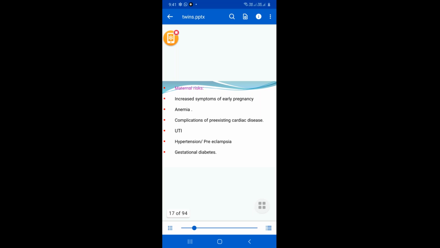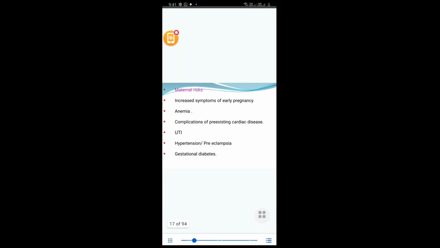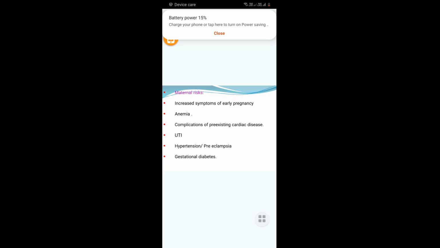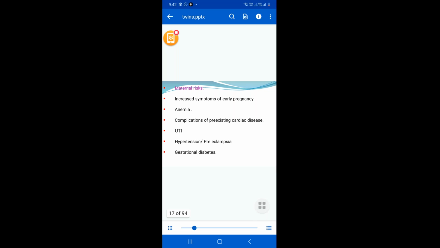Due to beta hCG production, symptoms increase in early pregnancy, that is nausea and vomiting. Beta hCG usually gets produced from the placenta. If there are two different placentas, there will be more production of beta hCG. Thus the mother will have more nausea and more vomiting.